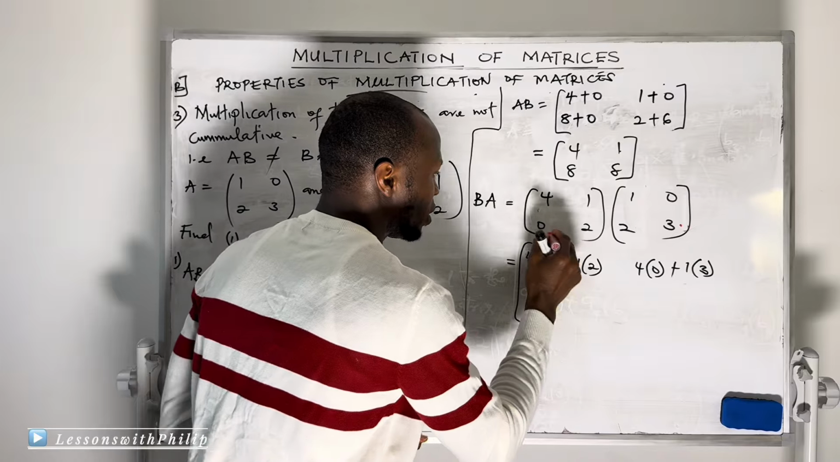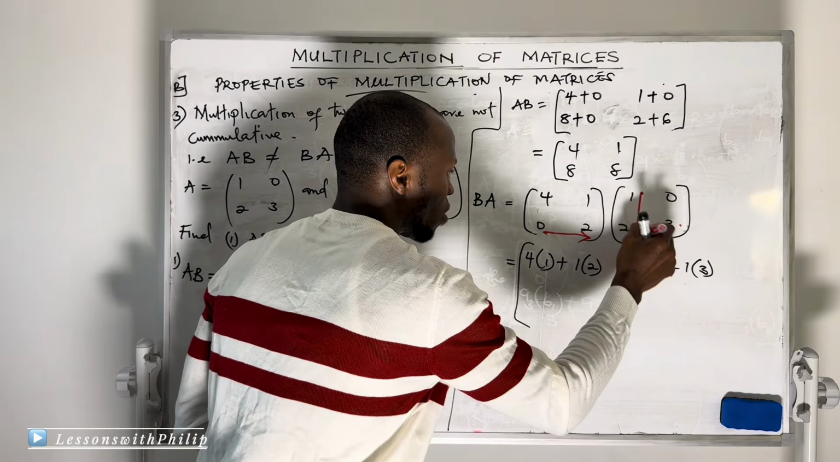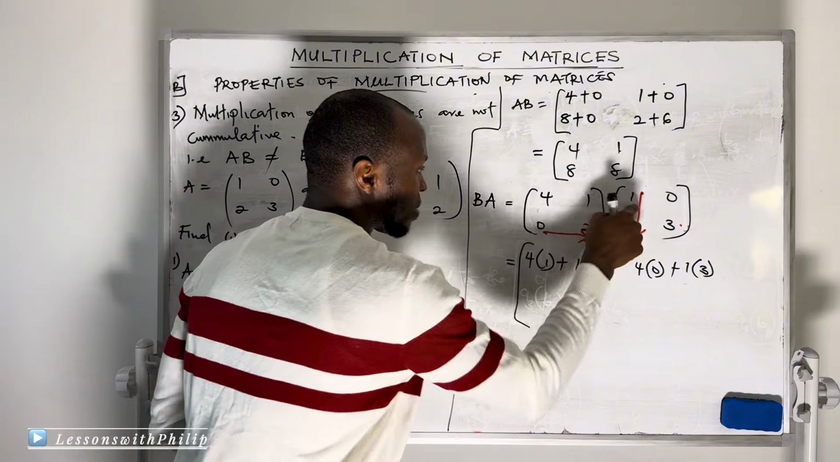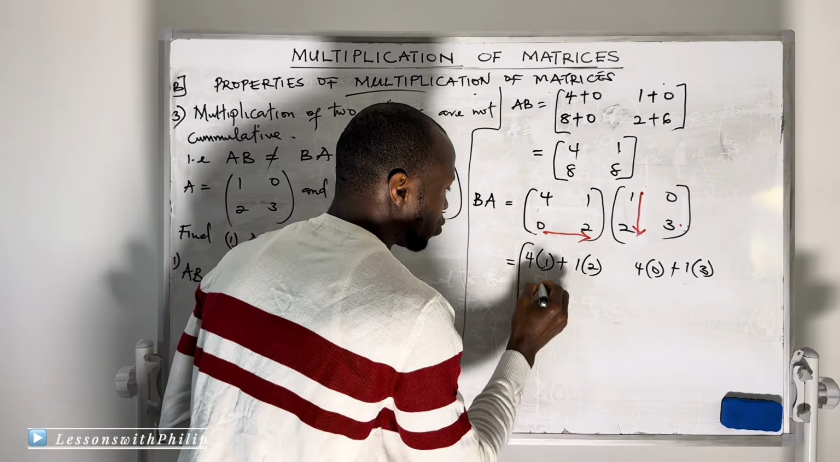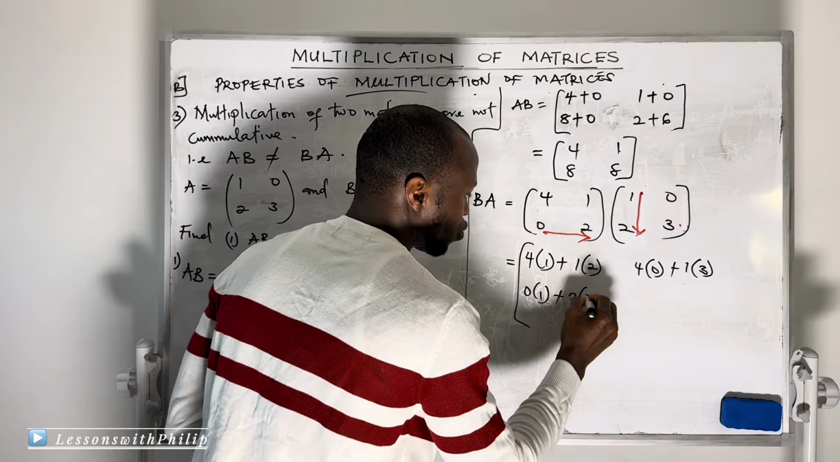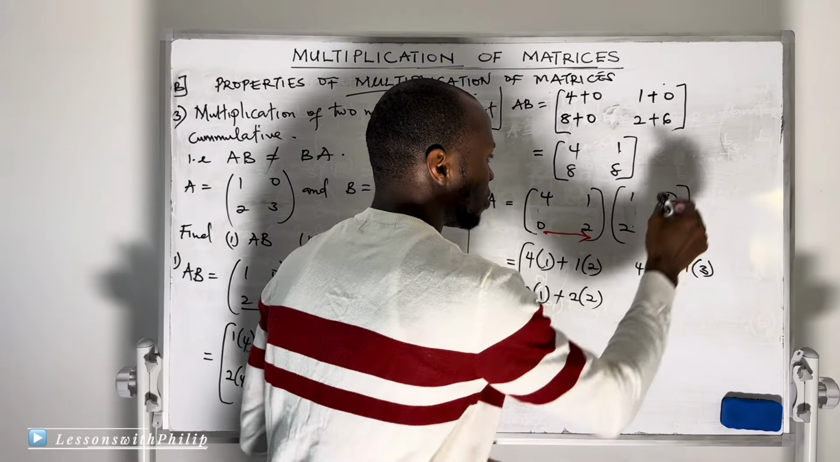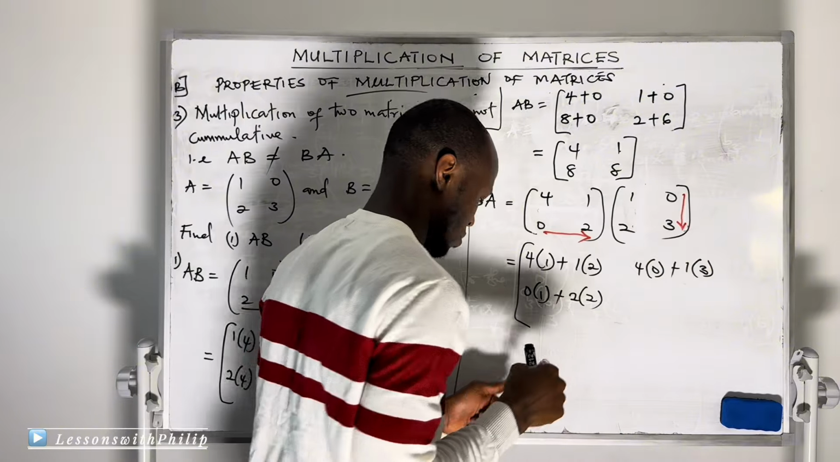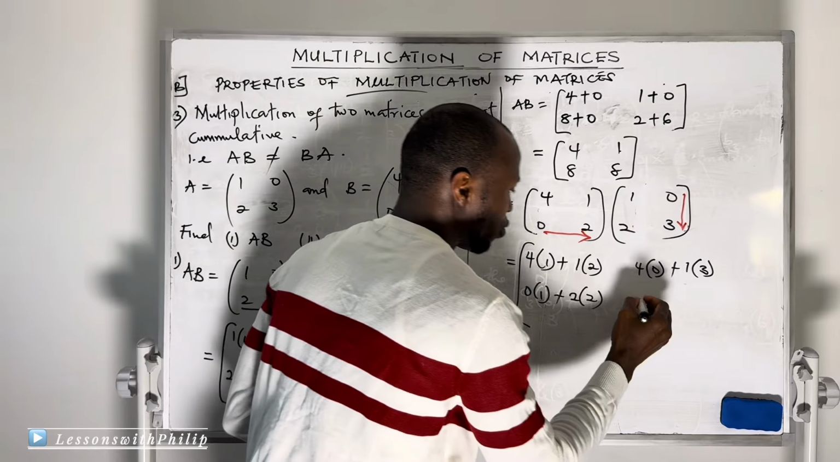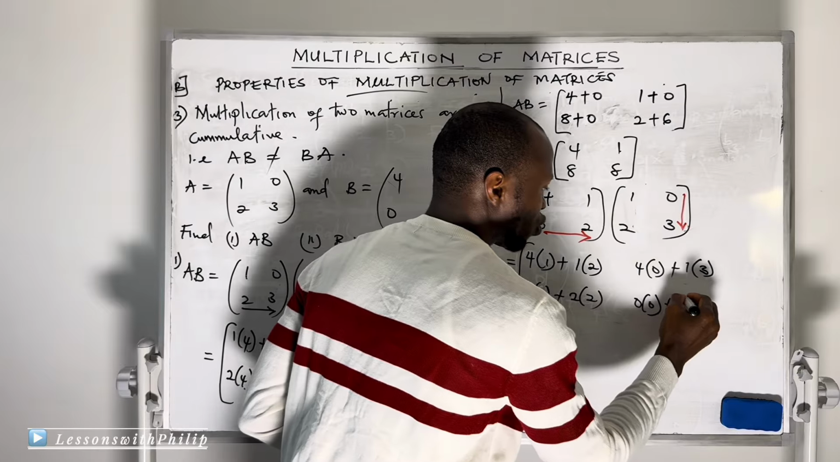The second row is this. 0 times 1. That will multiply the first column first. That will be 0 times 1 plus 2 times 2. And that will go straight to the second column. The second column will be 0 times 0 plus 2 times 3.